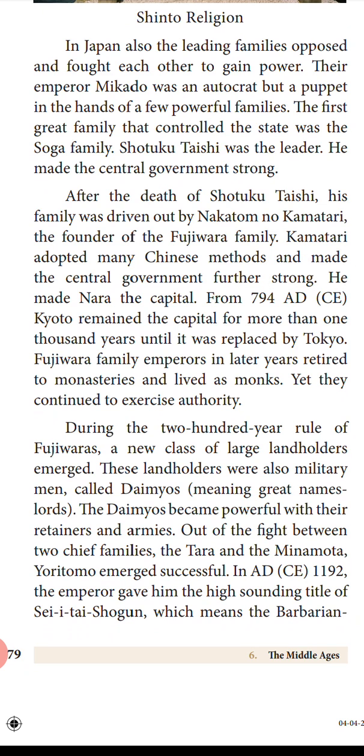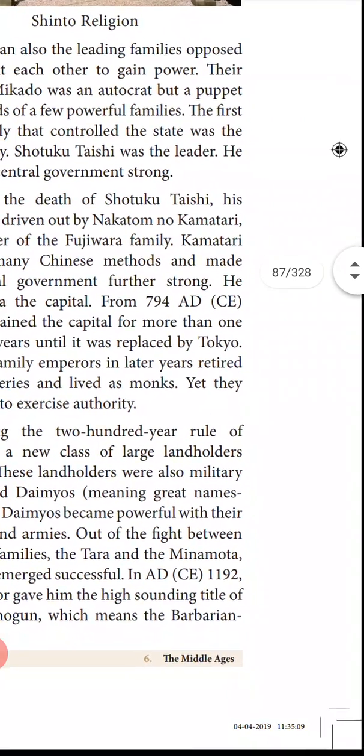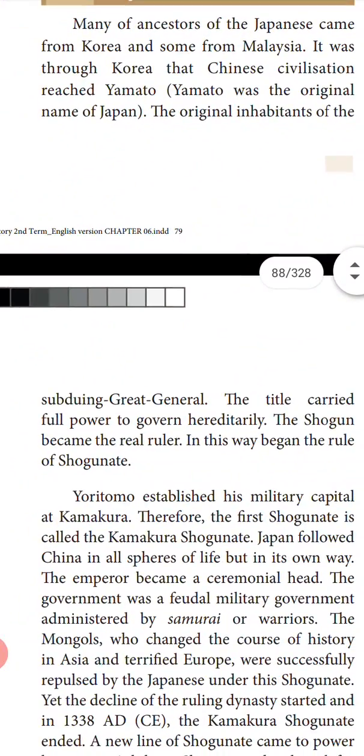Out of the fight between two chief families, the Taira and the Minamoto, Yoritomo emerged as successful. In AD 1192, the emperor gave him the high-sounding title of Seii Taishogun, which means the barbarian-subduing great general.